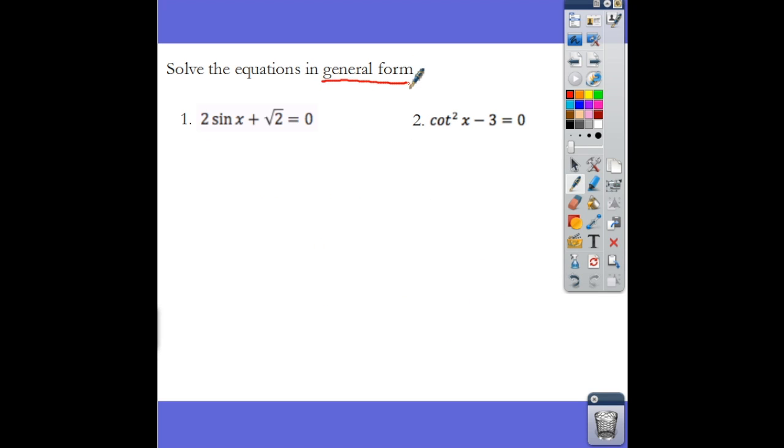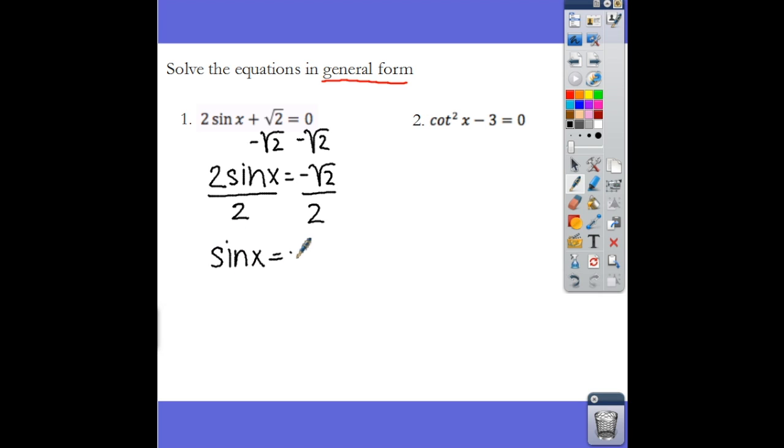Now let's look at solving some more equations in the general form. Let's first look at number 1, 2 sine of x plus the square root of 2 equals 0. So you're trying to isolate sine of x. To do that, you'll subtract the square root of 2 from both sides. Then you have 2 sine of x equals negative square root of 2. Then you'll divide by 2 on either side to get sine of x by itself again, leaving you with sine of x equals negative square root of 2 over 2.